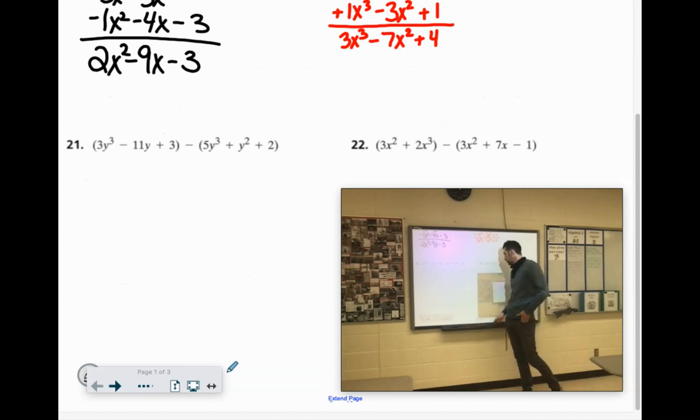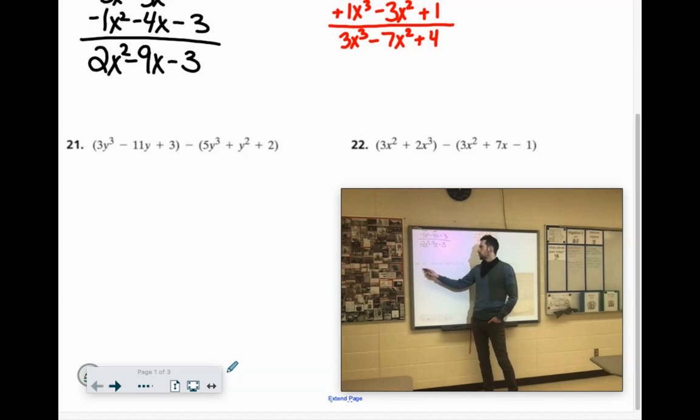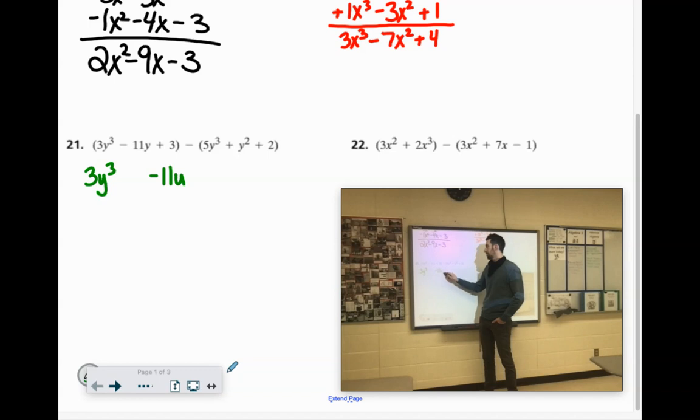All right, 21. Ooh, that looks fun. We'll keep the first one, 3y to the third. I see it dips down to 11y, so I'm going to leave a little space in case there's a y to the second power, which I could see on the right that there is. Then we have our plus 3.